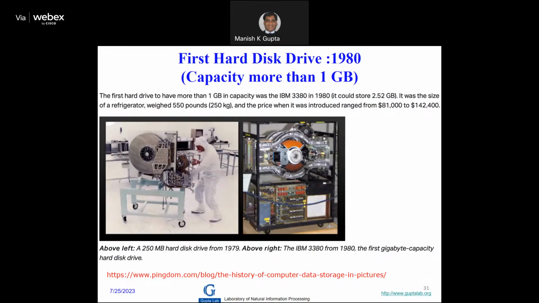In fact, another hard disk with capacity more than 1 GB in 1980. So this is a 250 MB hard disk, left side, 79. And in 1980, IBM 3380, the first gigabyte capacity hard disk drive. I think the cost was something around $81,000 to $140,000 and 250 kg weight. So similar things are happening for DNA right now. Soon you will see that a pen drive kind of thing you insert and do all the jobs, right? So you are in the same age.